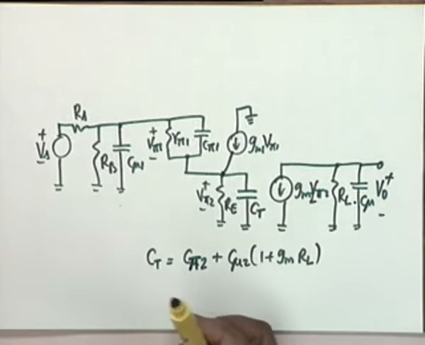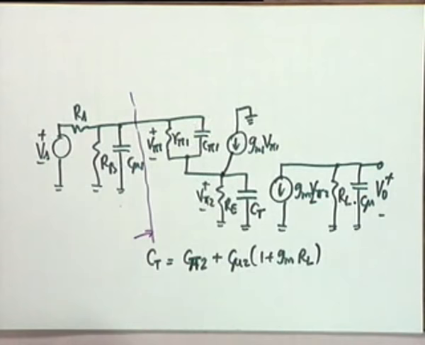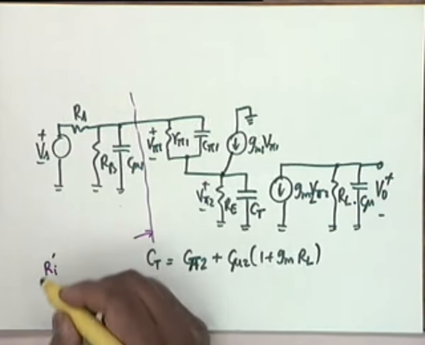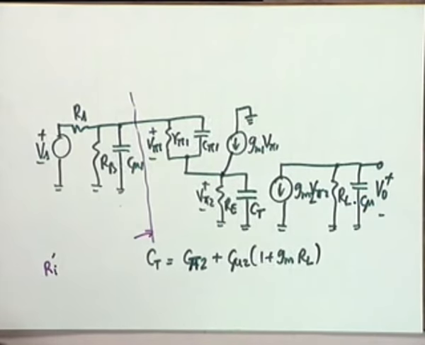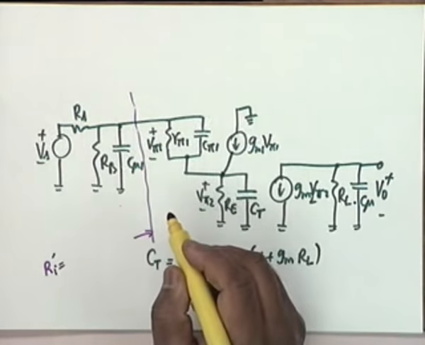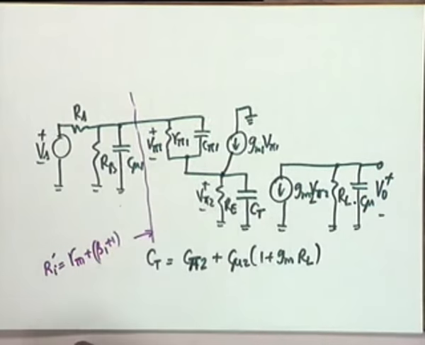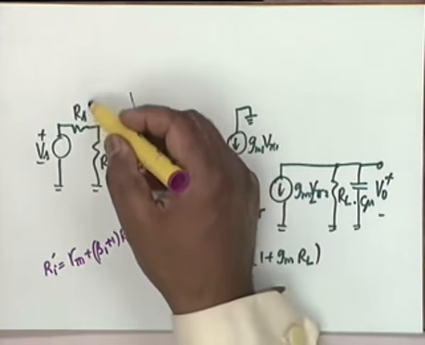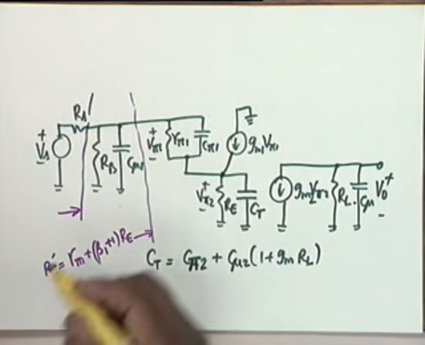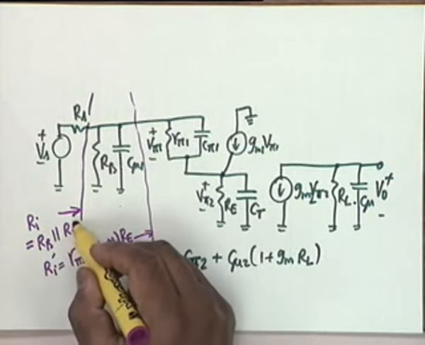Now let us make some obvious conclusions which will be required later. If I look here, what is the input resistance, mid-band input resistance? It is R pi 1 plus beta 1 plus 1 times Re, mid-band. We require this because we will calculate the time constants later. And if for a moment we say that the mid-band input resistance here is Ri, then obviously Ri is equal to Rb parallel Ri prime.